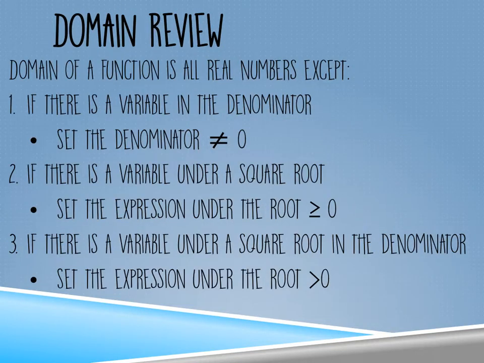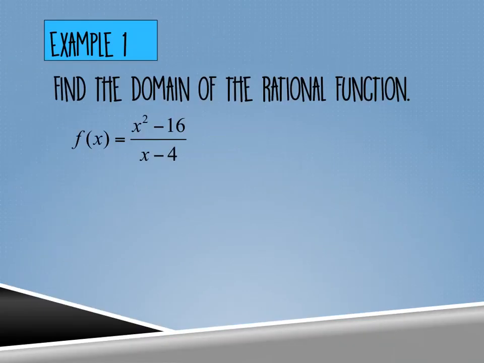Quick review on domain. So it's all real numbers with the exceptions of these three. If there's a variable in the denominator, which is going to happen this time, we're going to set that denominator not equal to 0. And then solve, that's a restriction. The second is if there's a variable under a square root. And the third, if there's a variable under the square root in the denominator. 2 and 3 shouldn't happen in this section, of course, but they will continue to happen, so you want to make sure you remember that stuff.